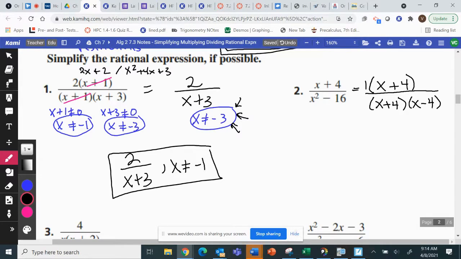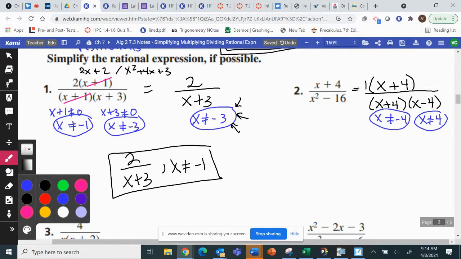Ella, what should we do next? Domain restrictions. Perfect. So I'm going to have that x cannot equal -4 and x cannot equal 4. I kind of jumped to the answer by doing it in my head a little bit. Got my domain restrictions. I've got 2 of them. What do I do next, Tessa? What am I canceling? Because those are factors, I'm allowed to cancel them.